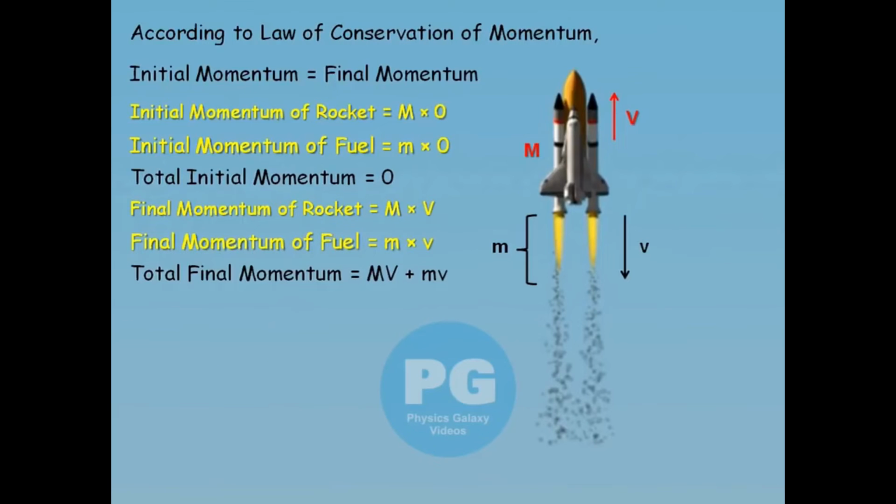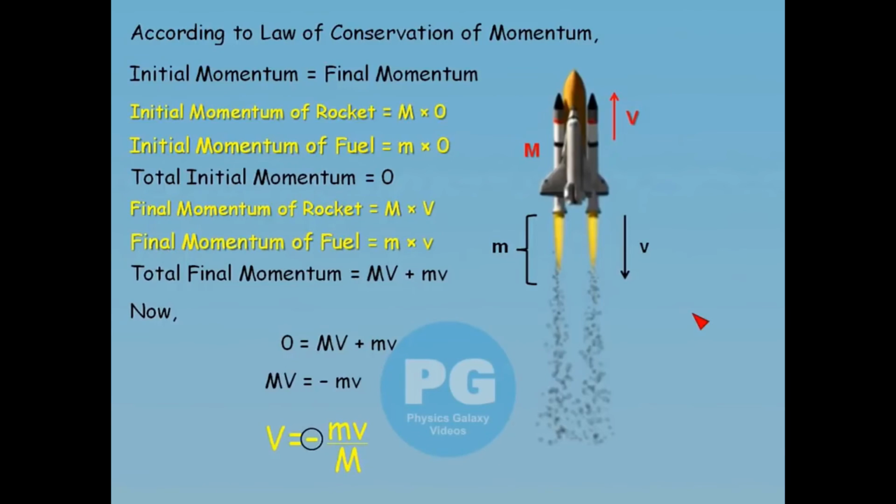The total final momentum of the system is given by the sum of the final momentum of the rocket and the final momentum of the fuel, so we can say the total final momentum is equal to MV plus small mv. Now, if we substitute the values of total initial momentum and final momentum in this expression, we can say the initial momentum is equal to the total final momentum.